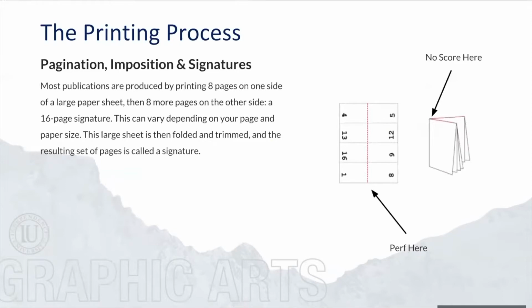And again, you can see that perf. Most publications are processed by printing 8 pages on one side of a large paper and then 8 more pages on the other side, which is a 16-page signature. This can vary depending on your page and paper size, and this large sheet is then folded and trimmed, and the resulting set of pages is called a signature. So you can see perf here, but no score here.